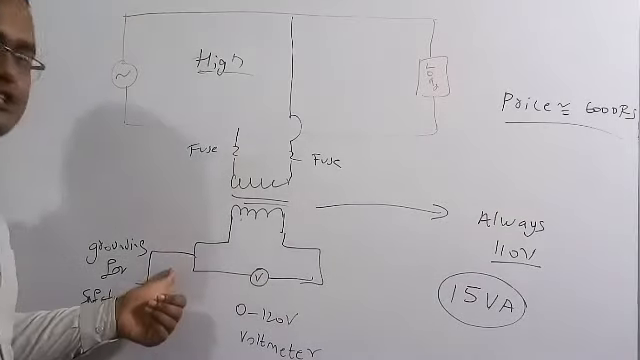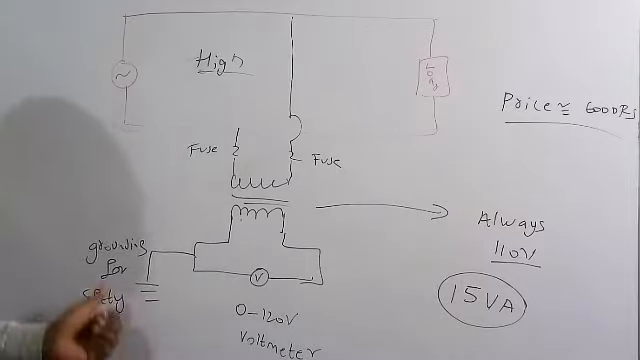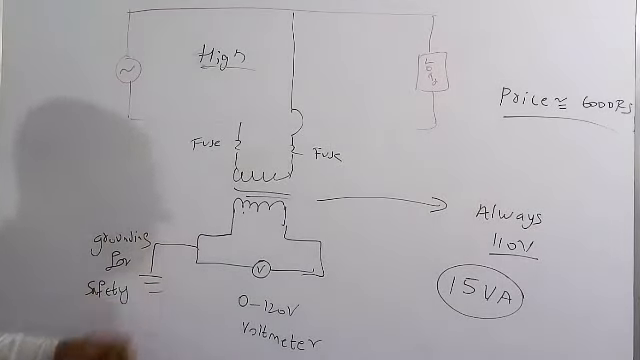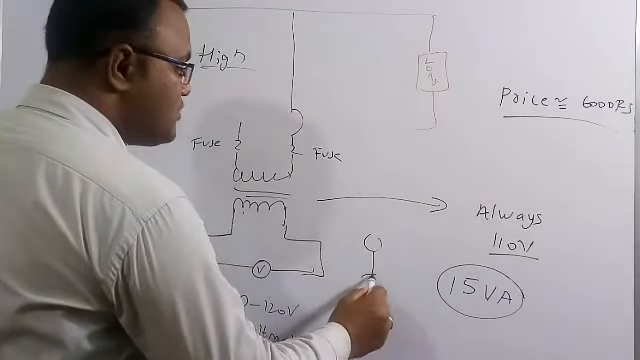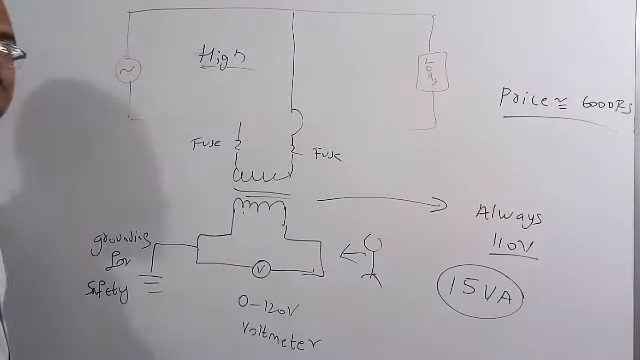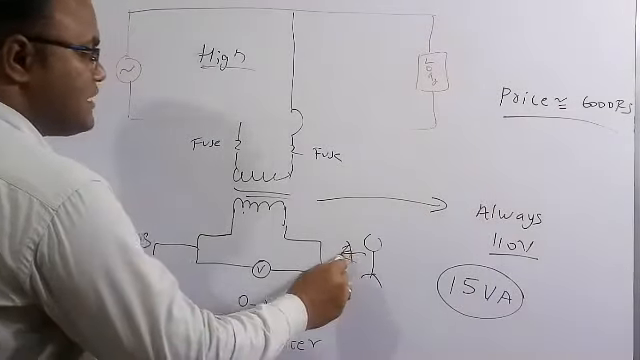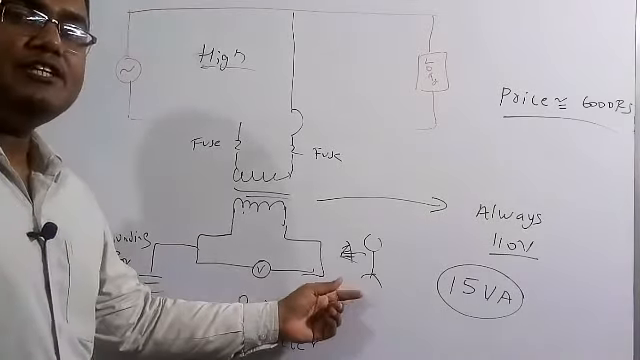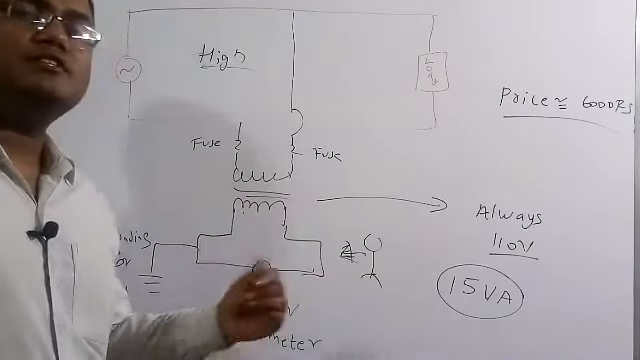And here we always need to do the grounding for safety reasons. The secondary always has to be grounded, because the human is always going to encounter the secondary of the PT. So sometimes he may get shocked. That is the reason the secondary of the PT has to be grounded for the safety of the human, because he is always going to encounter this secondary.